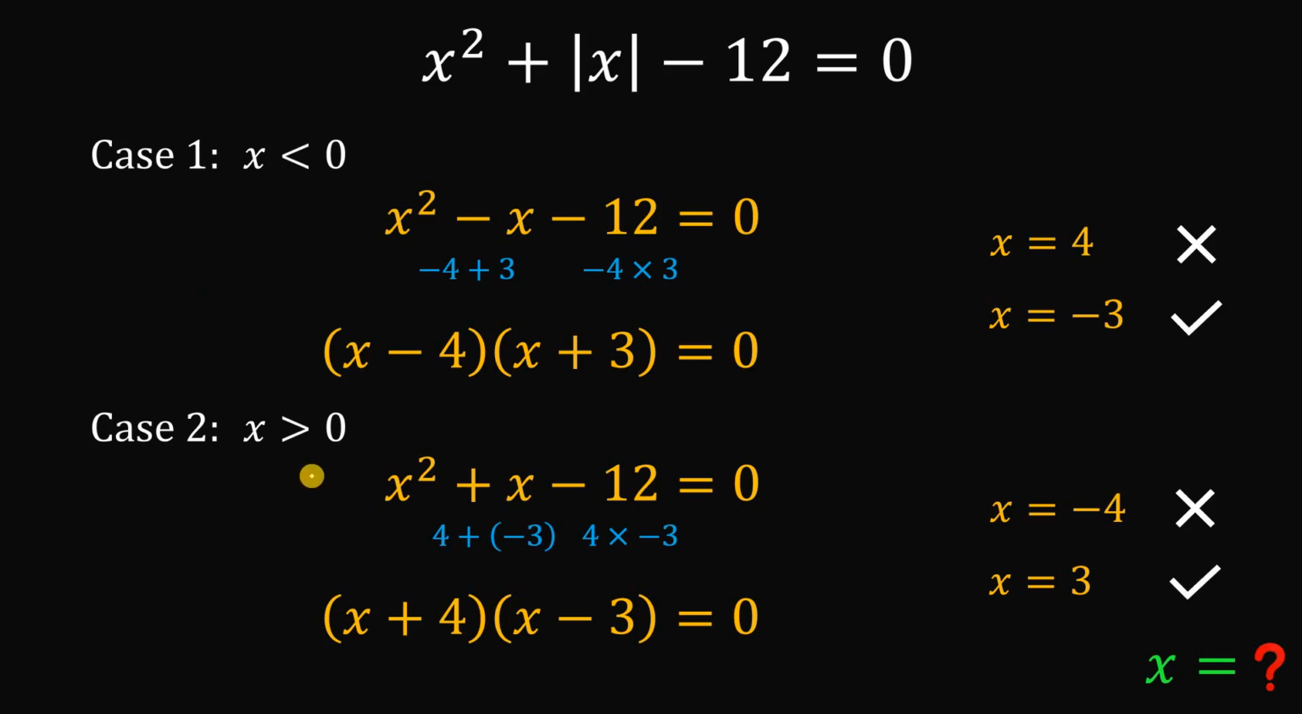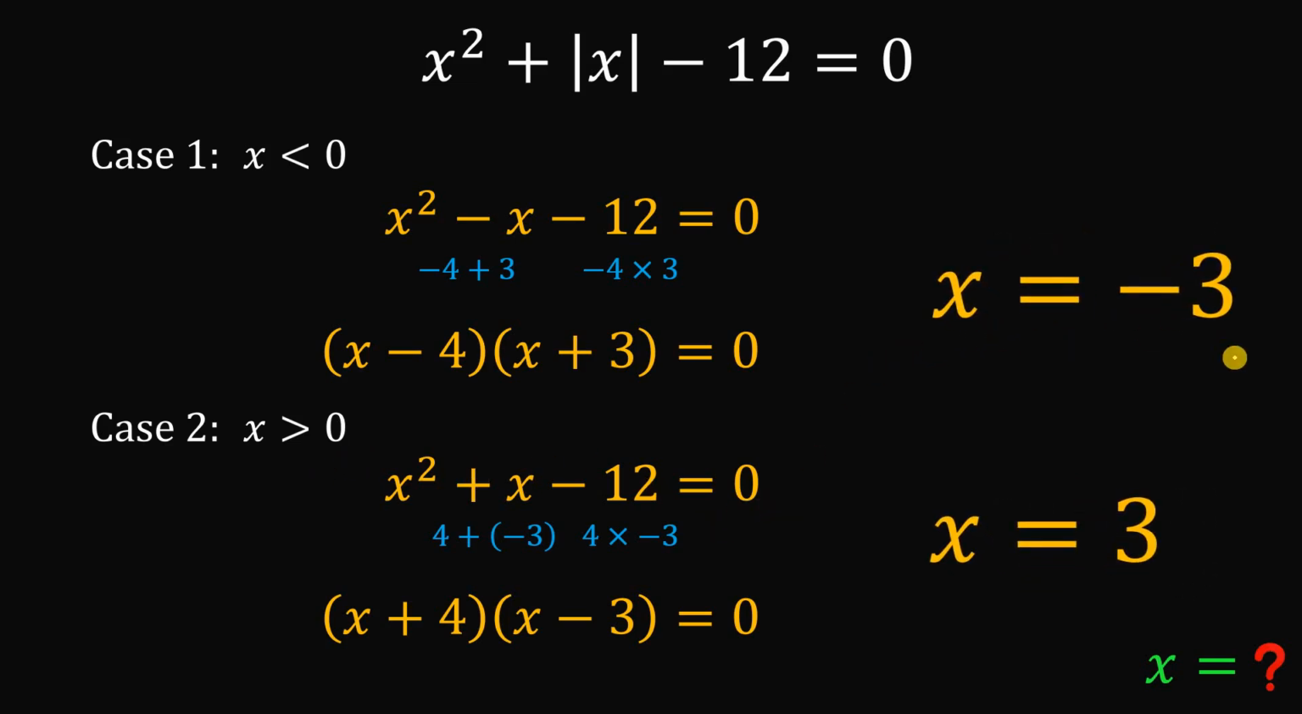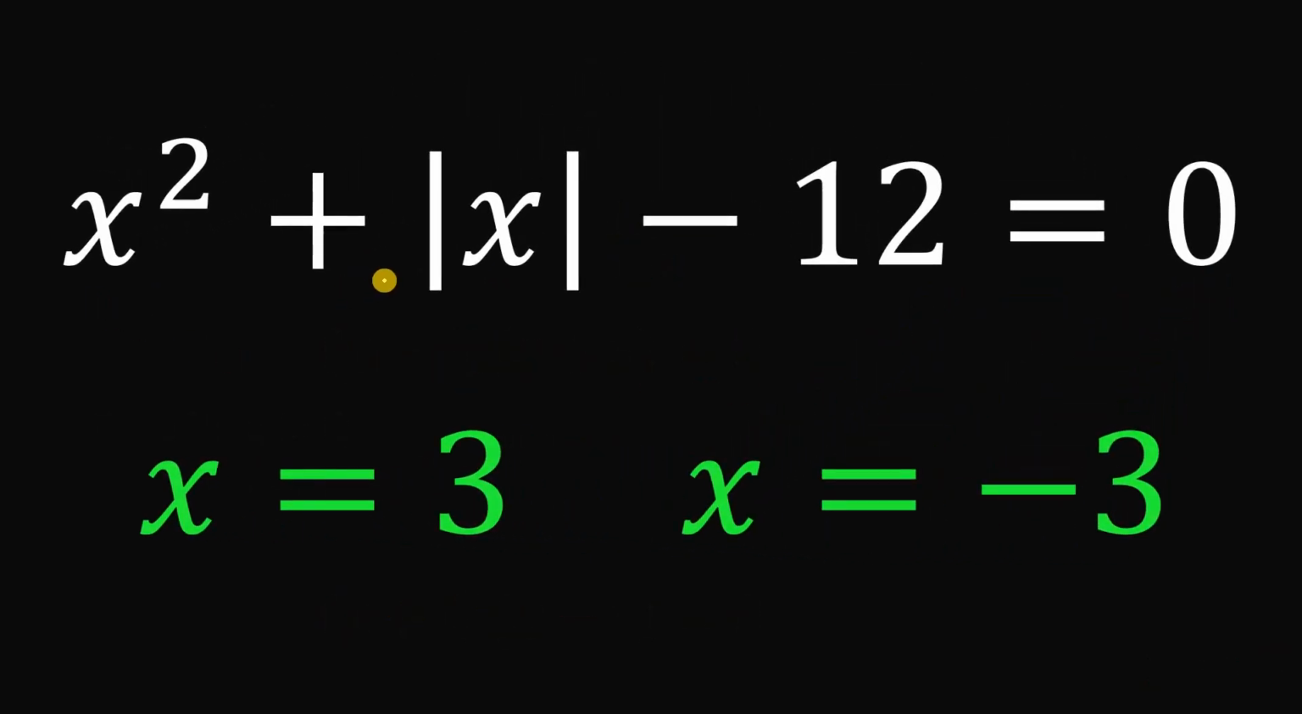Therefore, given these two cases, we found two real values of x that satisfy this equation. This is x equals negative 3, or x equals 3. And this is our answer to this question. Therefore, given this equation, x squared plus the absolute value of x minus 12 equals 0, we found two real values of x that satisfy this equation. We found x equals 3, or x equals negative 3. And as always, we are done.